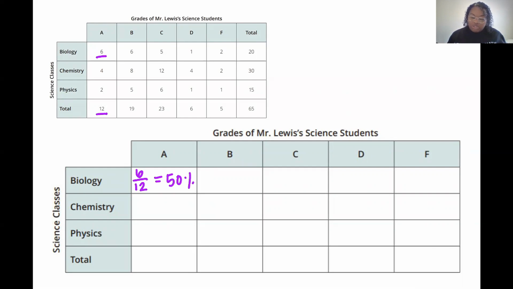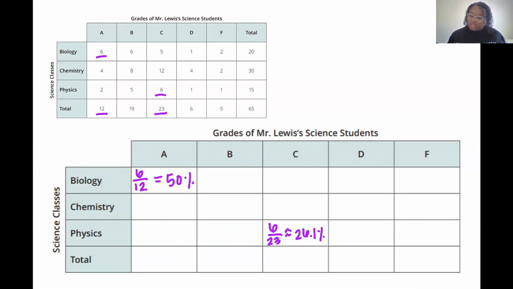Let's look at students that got a C in physics this time. So we had 6 students that received a C in physics out of 23 total students that received a C from Mr. Lewis. And when we do that division, we get approximately 26 1/10%.